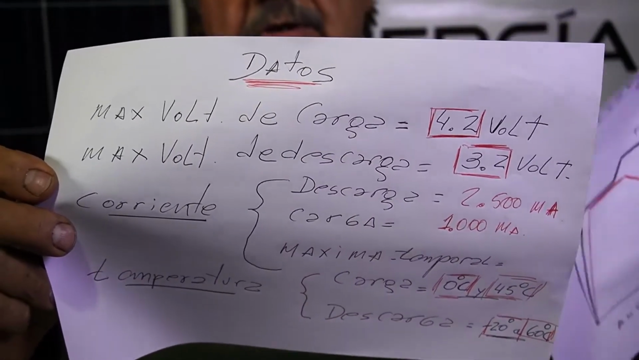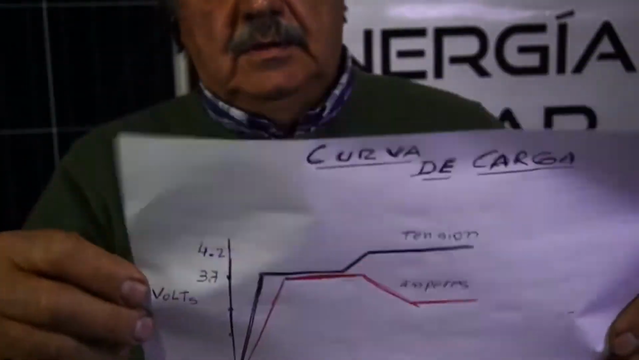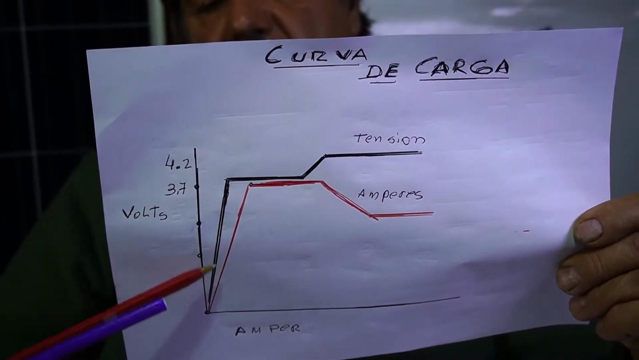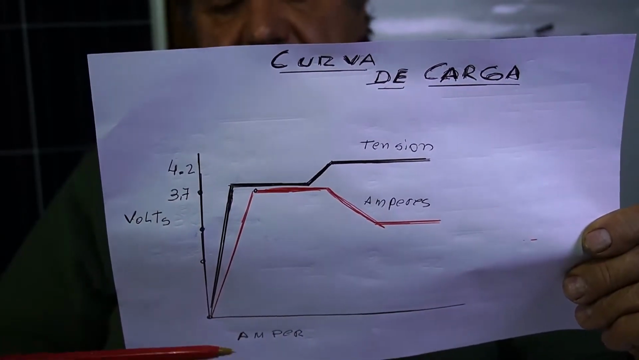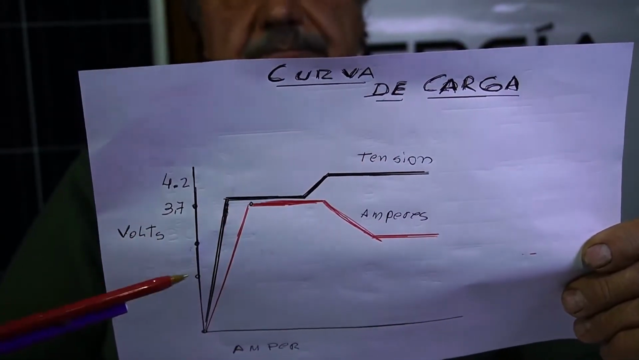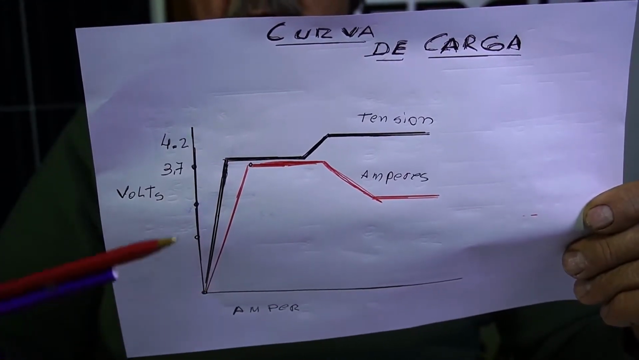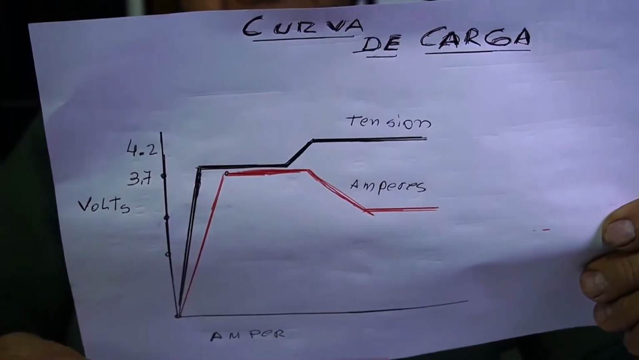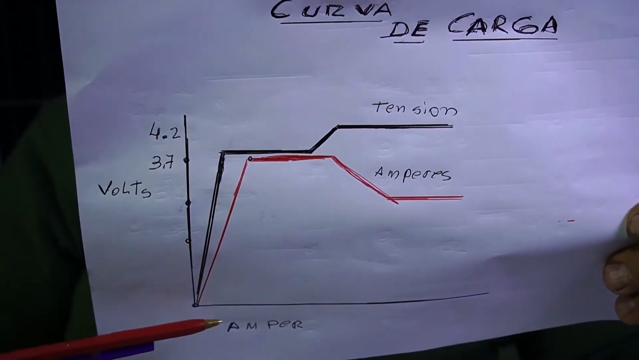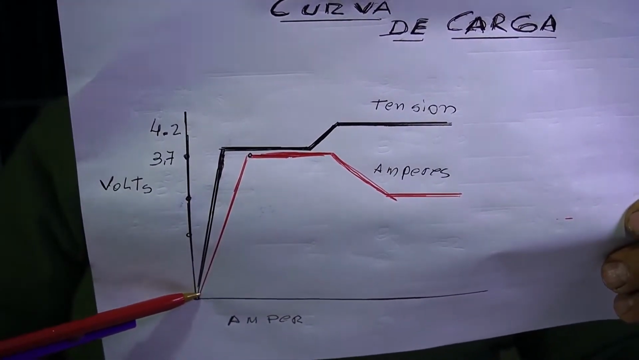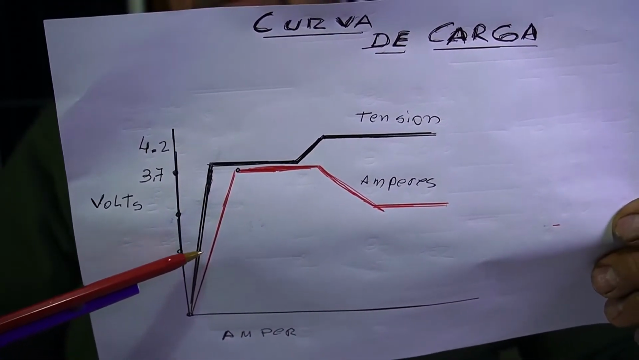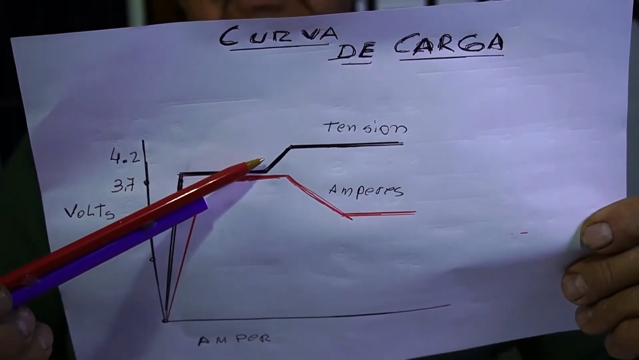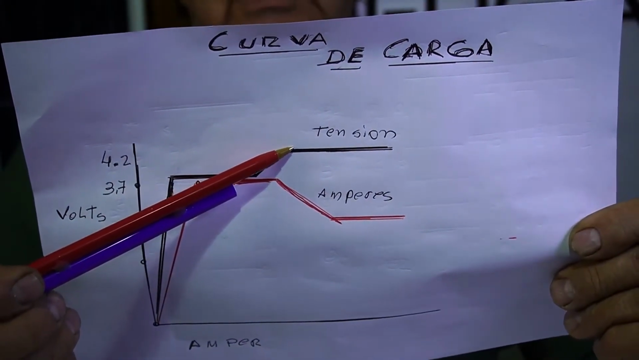Here, for example, I have another graph. As I always told you, the graphs are informative. They are not exactly perfect, but here we have two curves, one red and one blue. One determines the current and the other determines the voltage. Suppose the voltage is at 0. It rises until it reaches 3.7. It stabilizes for a while and continues to charge, then 4.2 and it remains for a while.